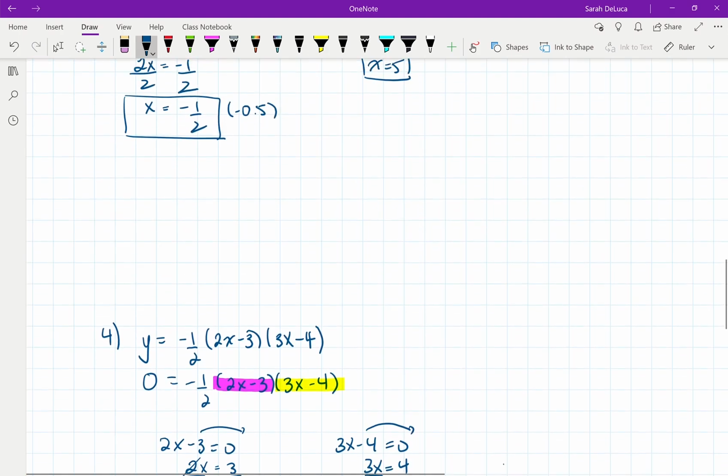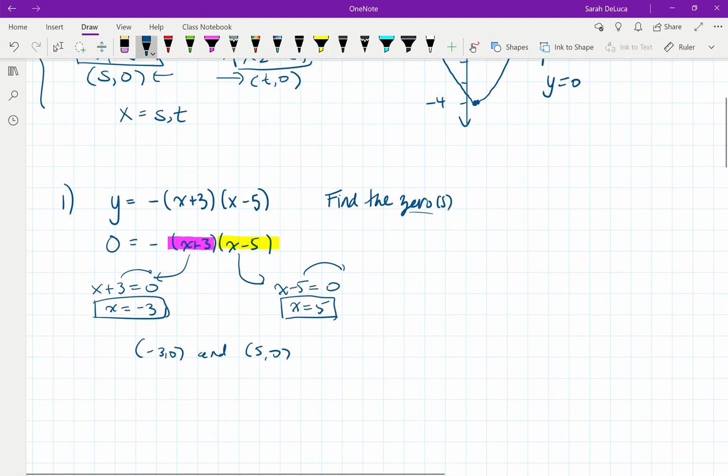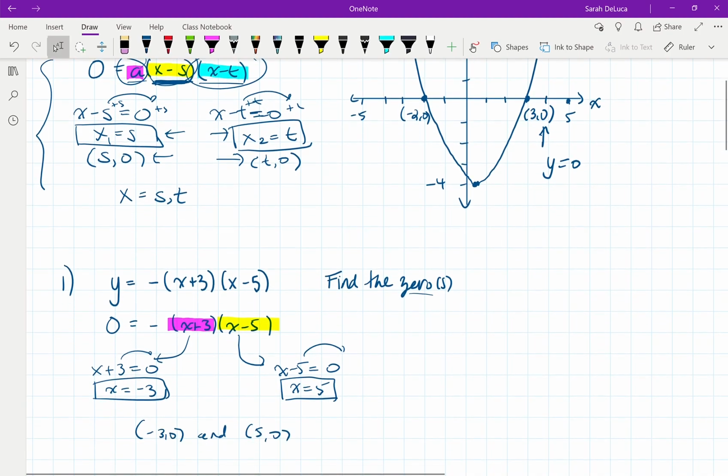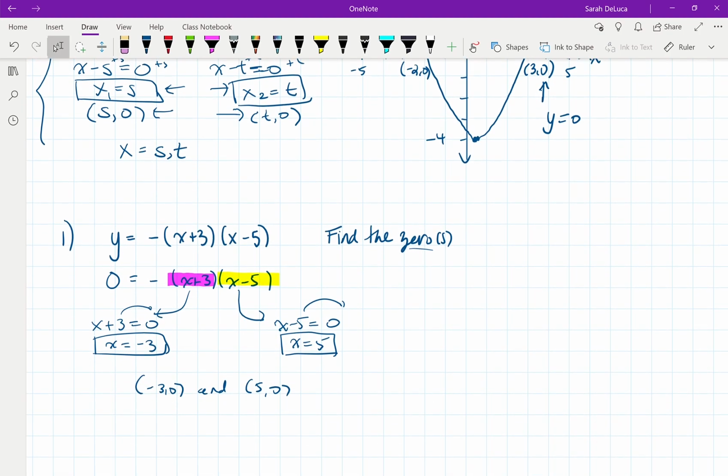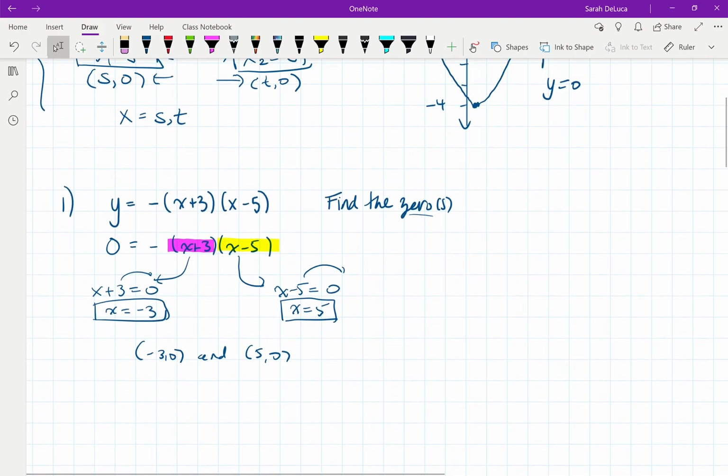So that's your method for finding the zeros from factored form. That process is really important. So setting the y value equal to 0, identifying your multiplications and setting each of those factors equal to 0 and solving.